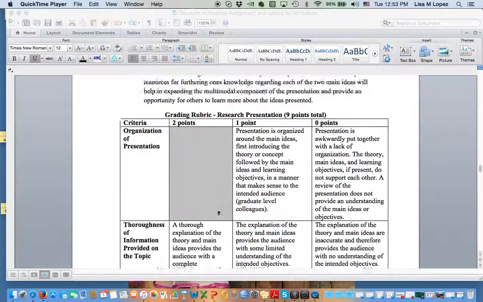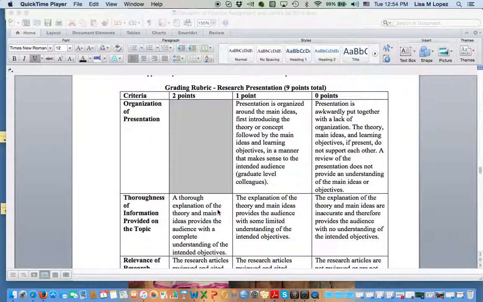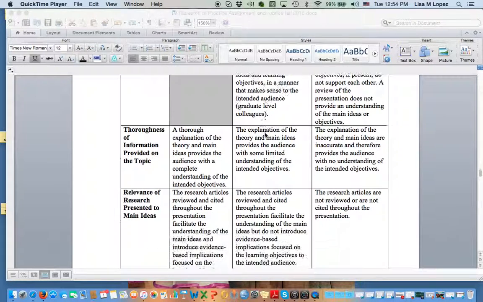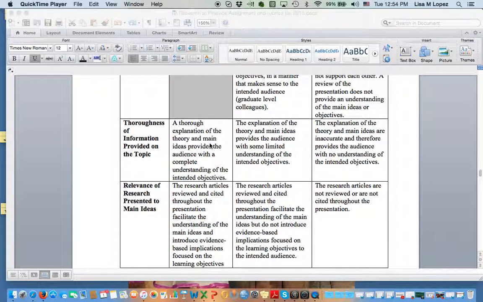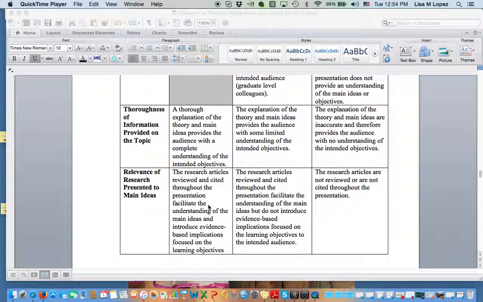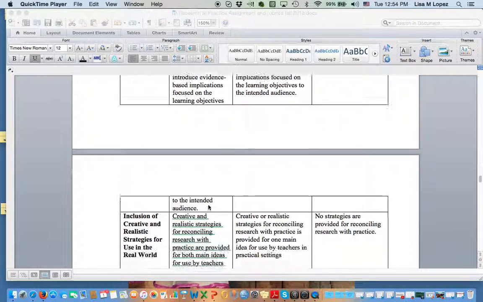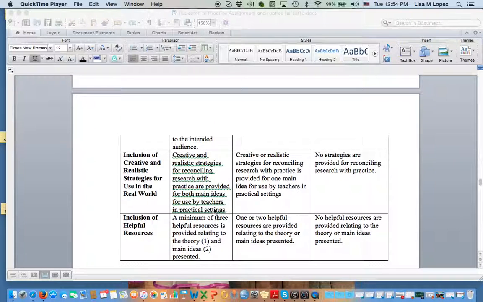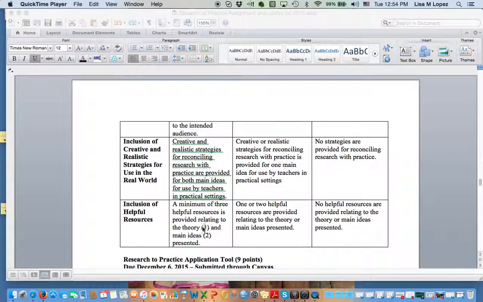And so again, the grading rubric represents this. So you get 1 point for organization. You get 2 points for thoroughness, 2 points for relevance of research. So you want to make sure it's all evidence-based. 2 points for including strategies for reconciling research to practice. And then 2 points also for the 3 helpful resources. So you want a helpful resource regarding the theory and a helpful resource for each of the 2 main ideas.